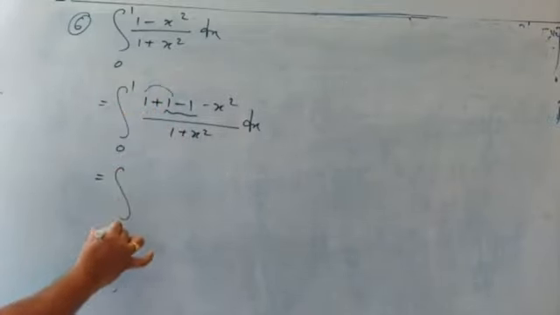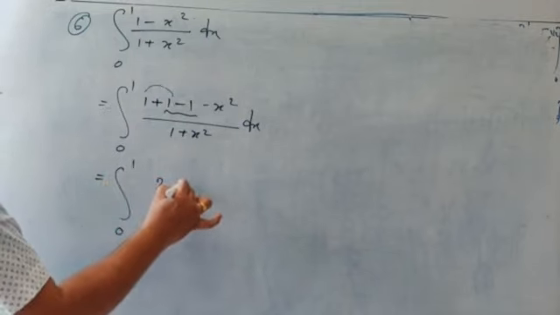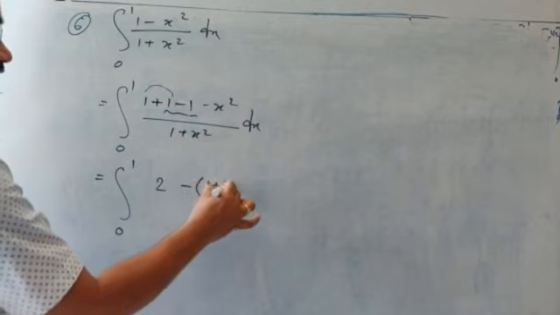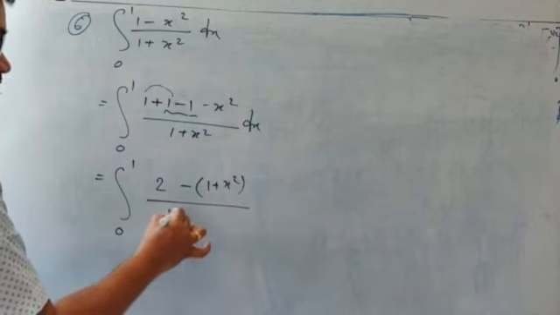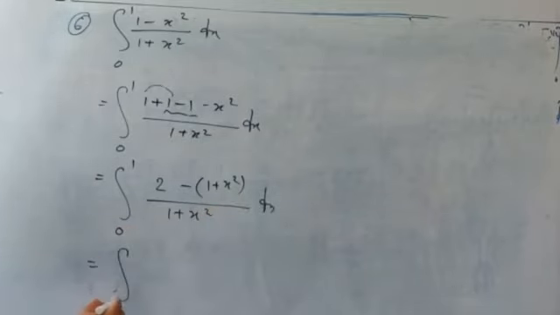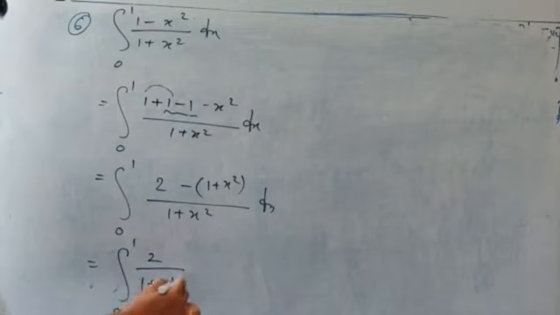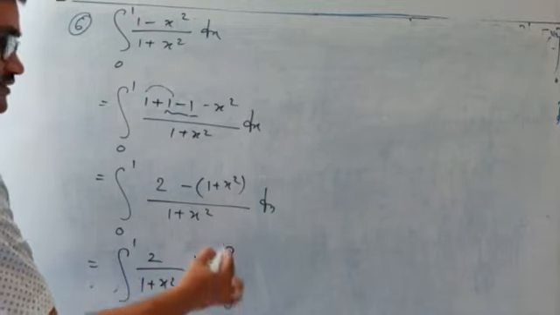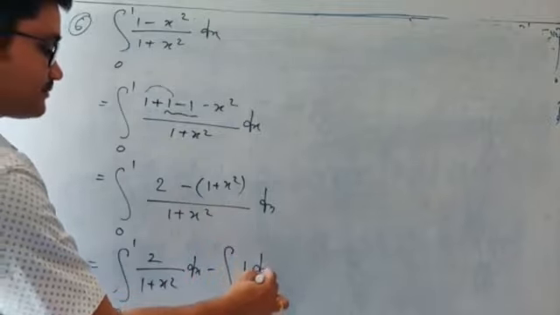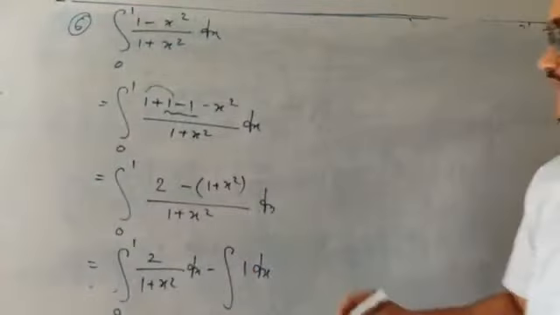So this can be written as integration 0 to 1, it's 2. Minus sign you can take outside from these two. So it is 1 plus x square upon 1 plus x square dx. Now I can separate these two. So it is integration from 0 to 1, 2 upon 1 plus x square minus (1 plus x square) upon (1 plus x square), that is 1, dx. Right, after we separate the denominators.